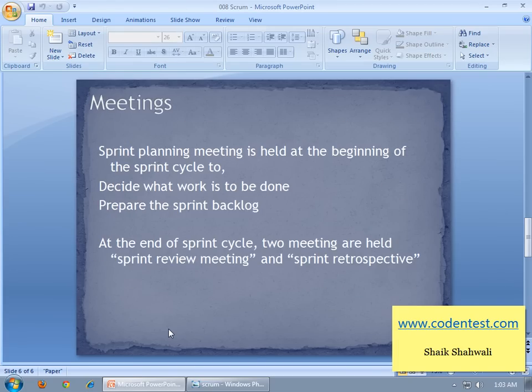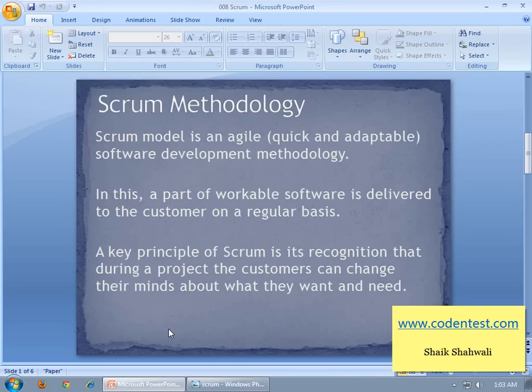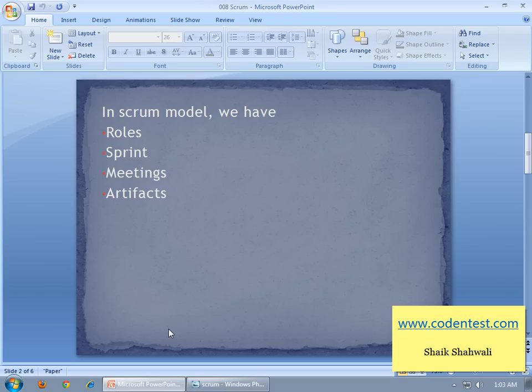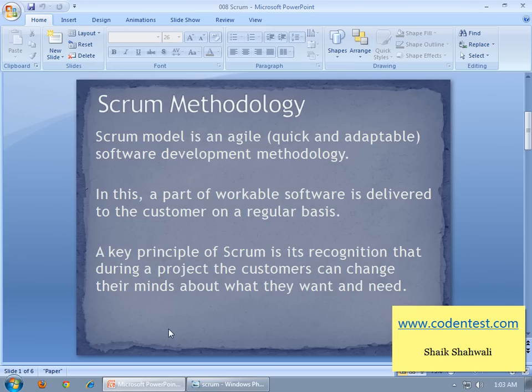So that was about Scrum. So that was about Scrum methodology. It's an agile development model, and an agile development model is one in which software is developed in increments.